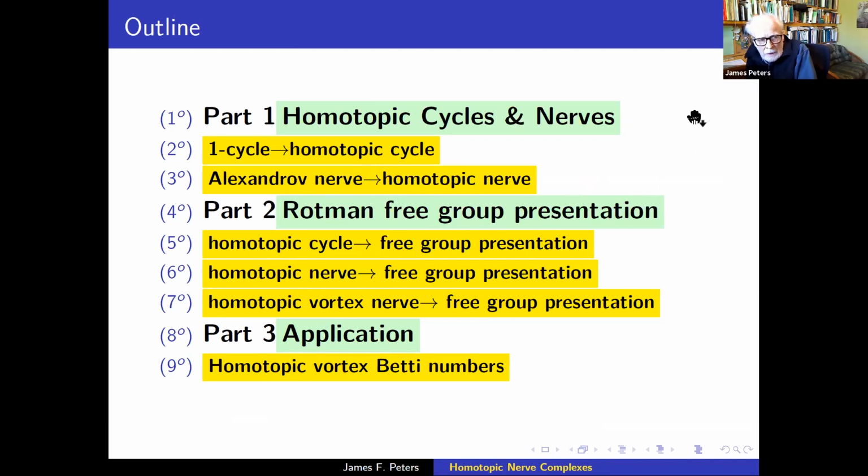Then Rothman, in 1984, I believe, introduced what he called a free group presentation of a structure. I give three examples of free group presentations based on the structures I present, and two of them are new and introduced in this talk. The third part of the talk is on application of the ideas in terms of Betti numbers.